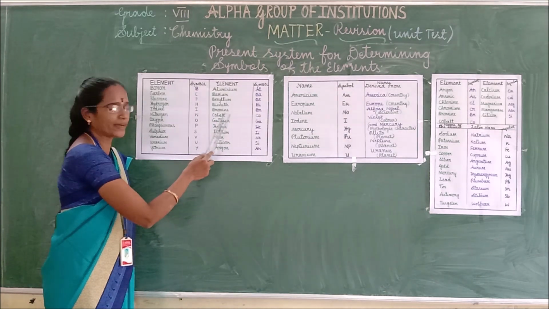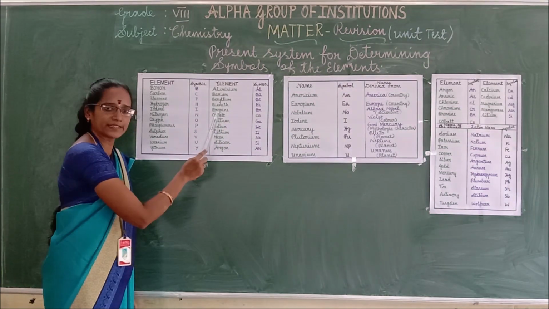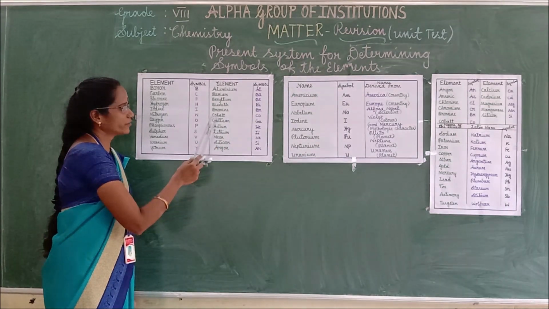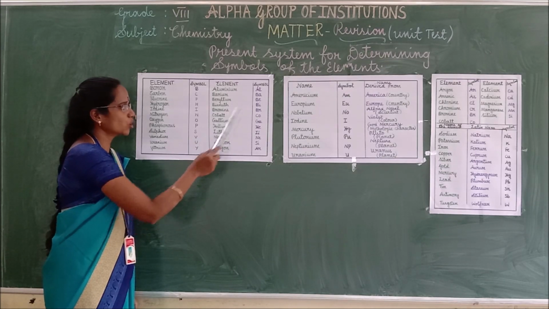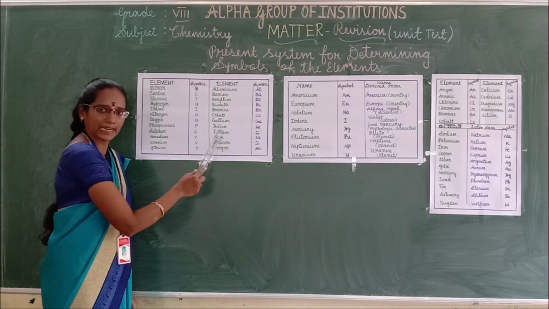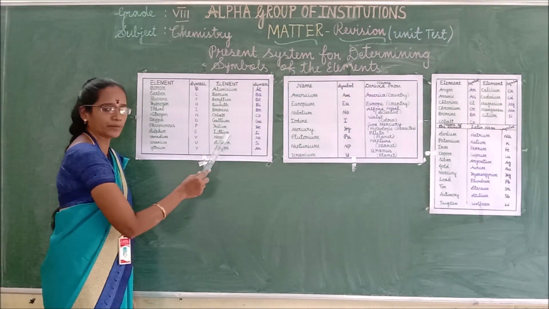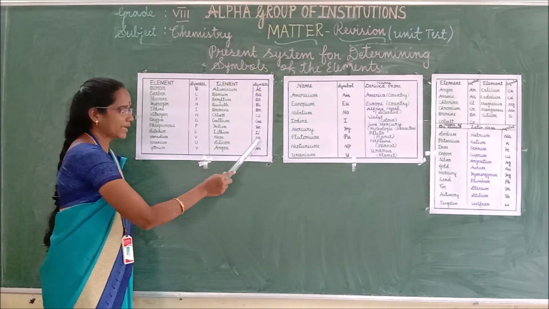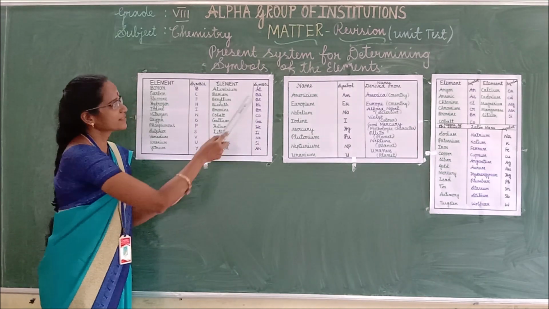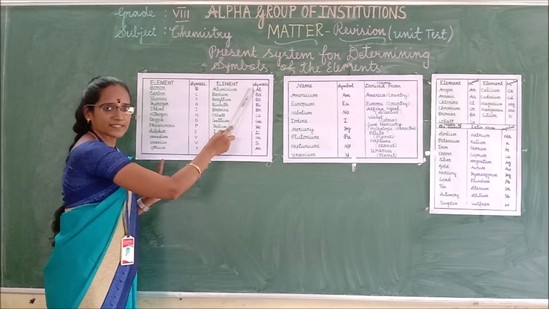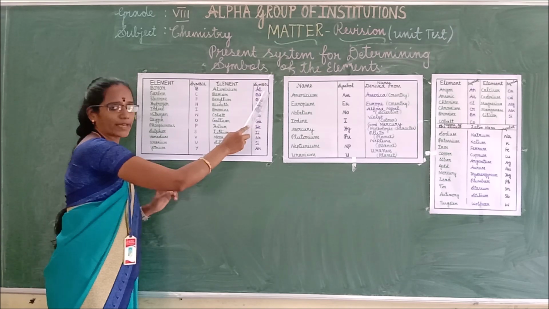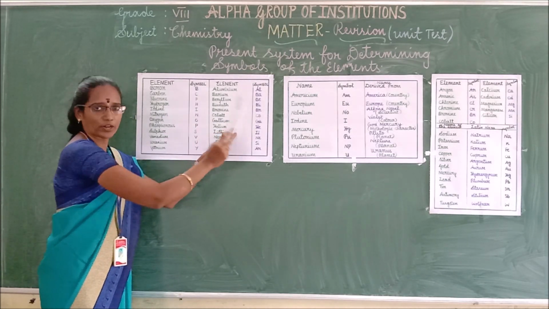Next, for bromine, the first letter is B, second letter is R. So the symbol of bromine is Br. Next, cobalt, first letter is C, second letter is O. So the symbol is Co. Like that, gallium, Ga; helium, He; lithium, Li; neon, Ne; silicon, Si; argon, Ar. See, the first letter is in uppercase, the capital letter. The second letter you should always write in lowercase, small letters. This point you have to remember.